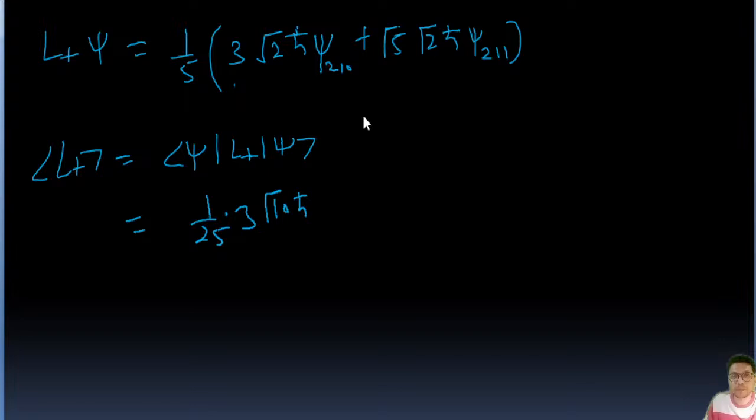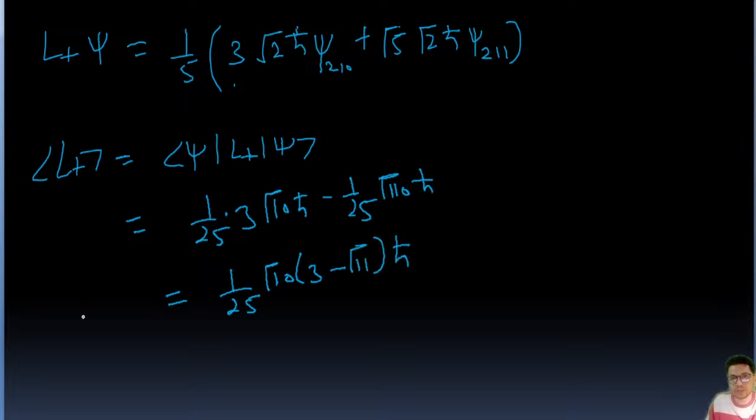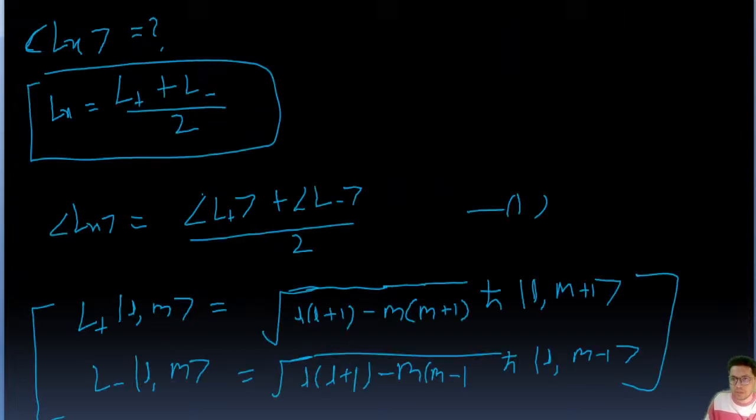Okay, minus 1 upon 25 root 11 h cut. Okay, so this value is going to be 1 upon 25 root 10 into 3 minus root 11 h cut. Okay, this one.